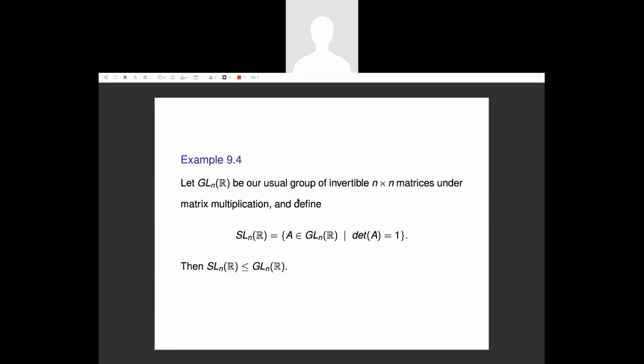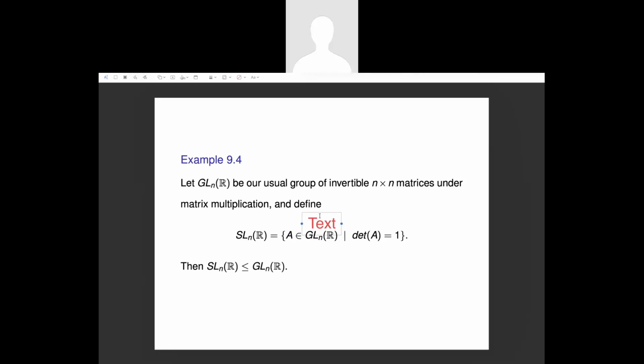So SLnR is a subset of GLnR, and GLnR is a group under multiplication. So SLnR is also a group under multiplication. SLnR is called the special linear group. So the special linear group SLnR is a subgroup of GLnR. You can check this because determinant of AB is equal to determinant of A into determinant of B. Determinant of A is equal to 1, determinant of B is equal to 1, so determinant of AB is equal to 1.